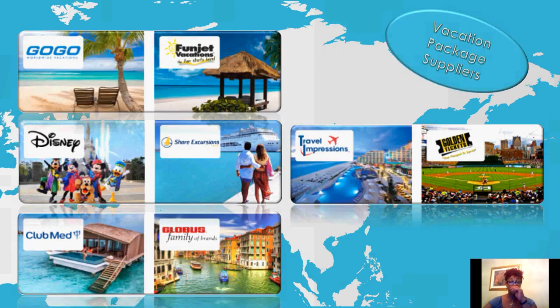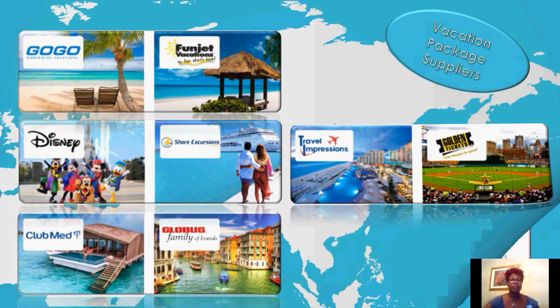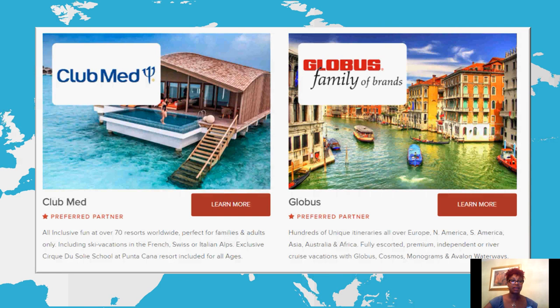And here are a few of them. We have GoGo, FunJet, Shore Excursion, Travel Impression, Golden Ticket, guys, awesome. We get a 10% commission off of any sports tickets, concert tickets, Essence Festival, the Olympics, the Super Bowl, all of them, Broadway plays, amazing.